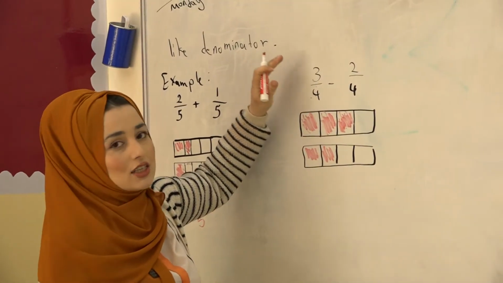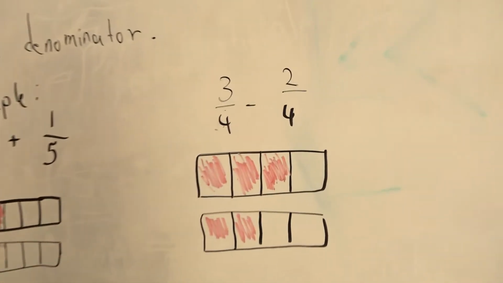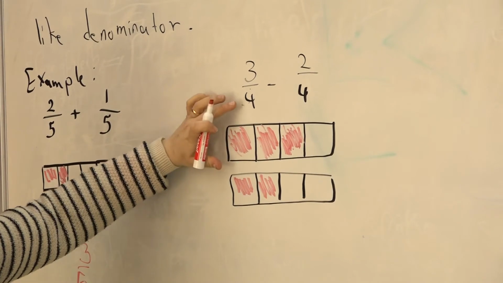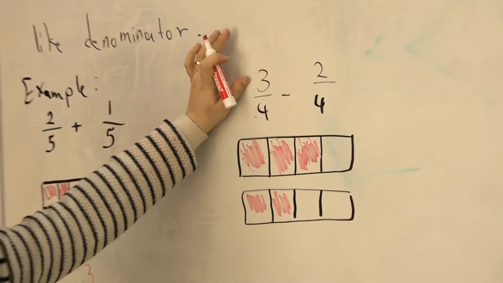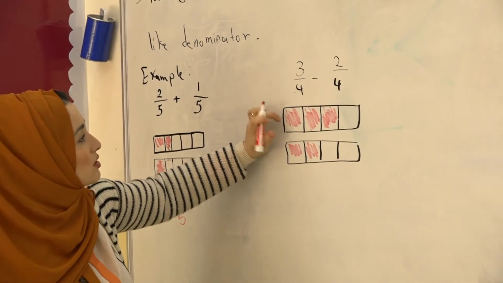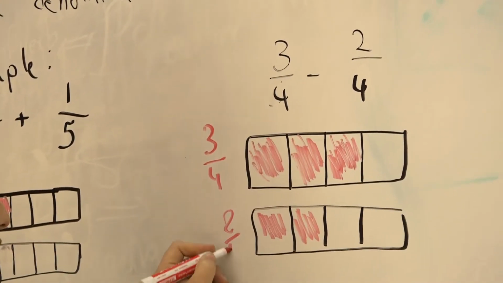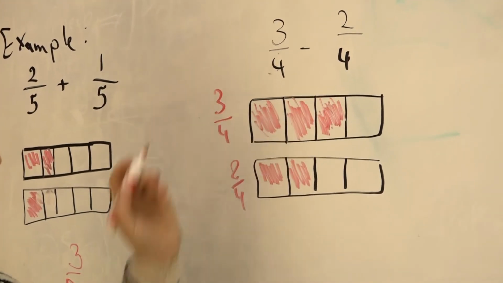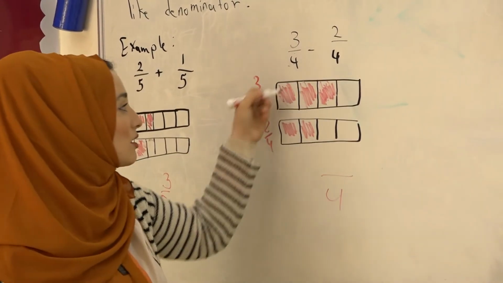For example, we have like denominators, that's no problem. So 3/4 minus 2/4. We divide into 4 parts because the denominator is 4, and we color 3 because the numerator is 3. Now we subtract: the first shows 3/4 and the second is 2/4. The denominator doesn't change, so we put down 4.